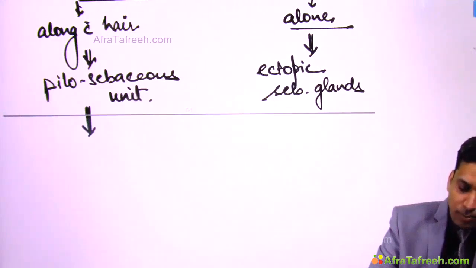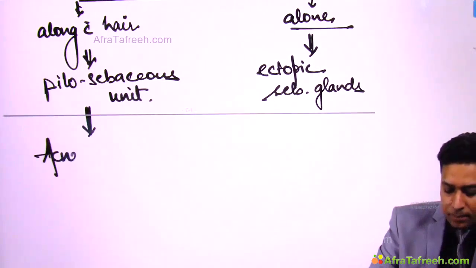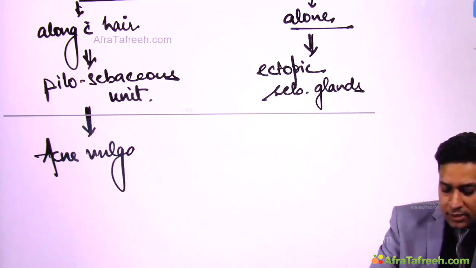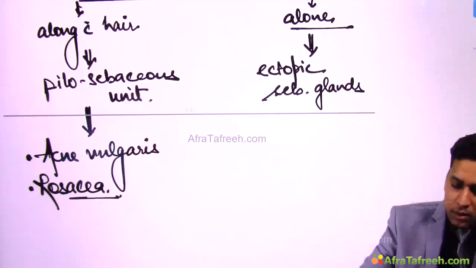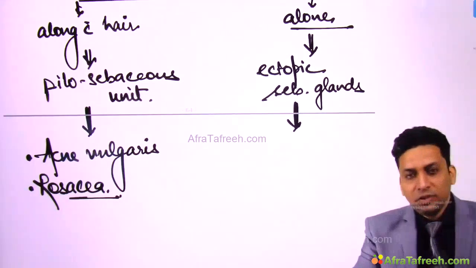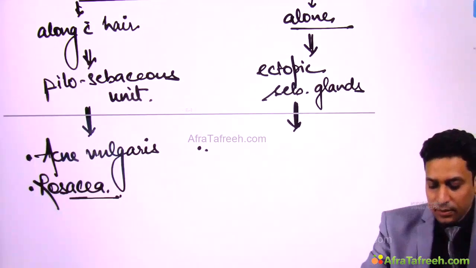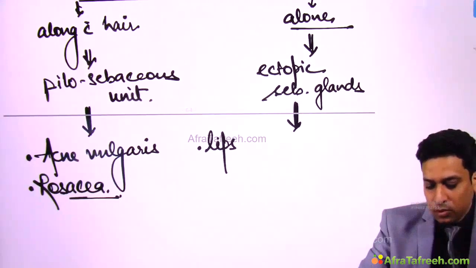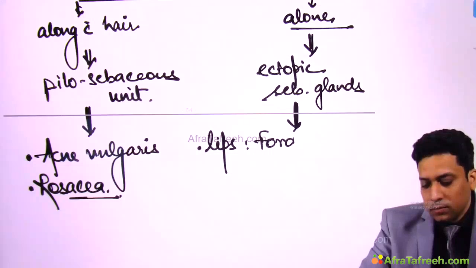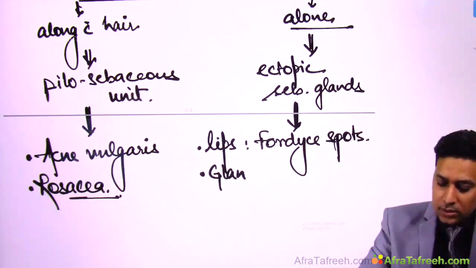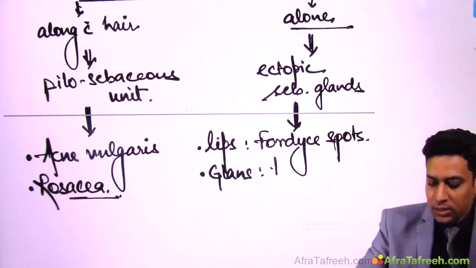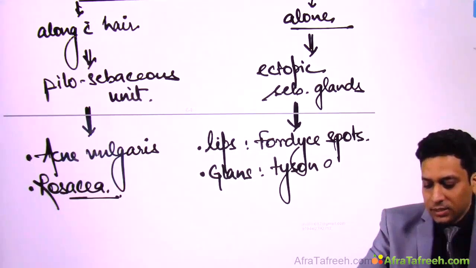One common disorder of pilosebaceous unit is acne. Acne vulgaris, that is the most common type of acne. Another disorder is rosacea. While these ectopic sebaceous glands can be present over various sites like lips, over lips they are known as Fordyce spots. Over glans penis, they are known as Tyson glands.